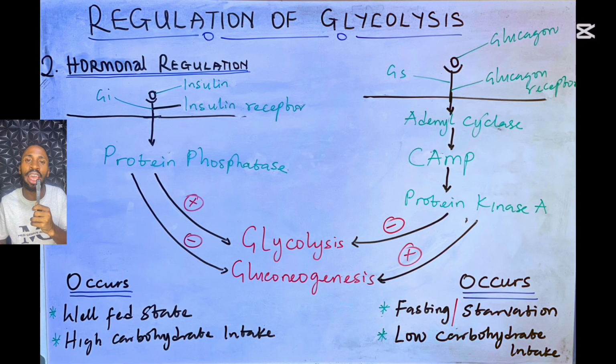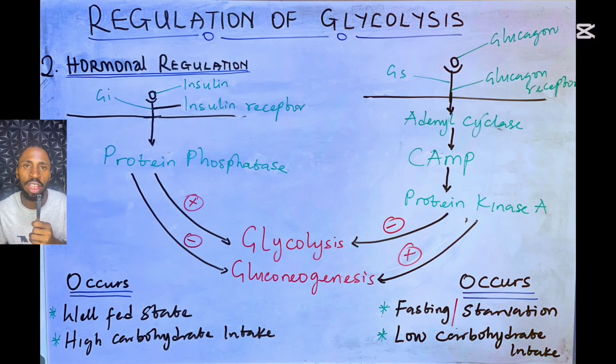Two is hormonal regulation. So anytime there's a presence of glucose in the blood, whether high or low, what happens? Insulin is stimulated by the beta cells of the islets of Langerhans. The beta cells secrete insulin to increase the uptake of glucose in the tissue for the purpose of what? Glycolysis. So when there's an increase in the insulin to glucagon ratio, what happens? Glycolysis will be stimulated.